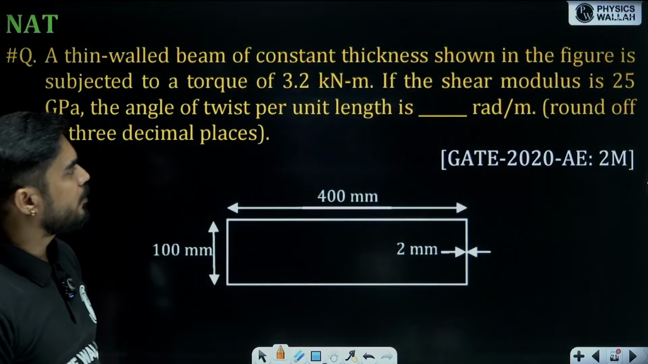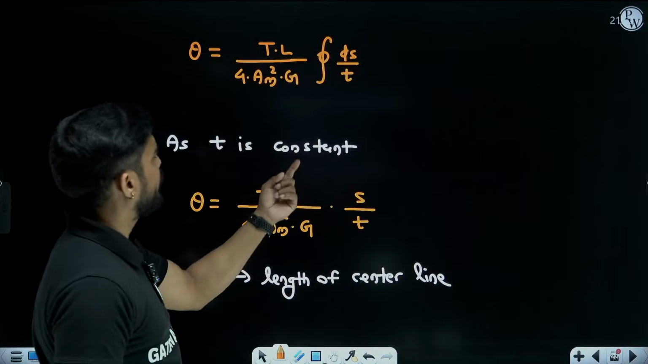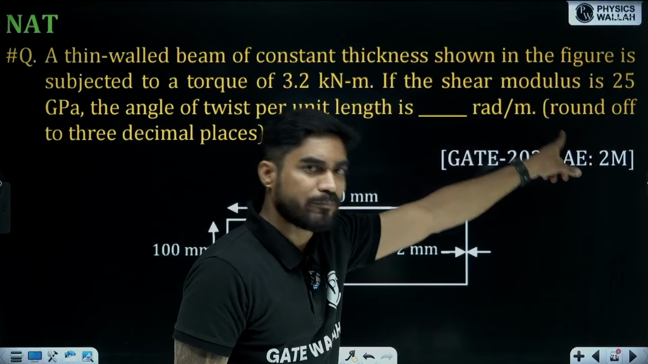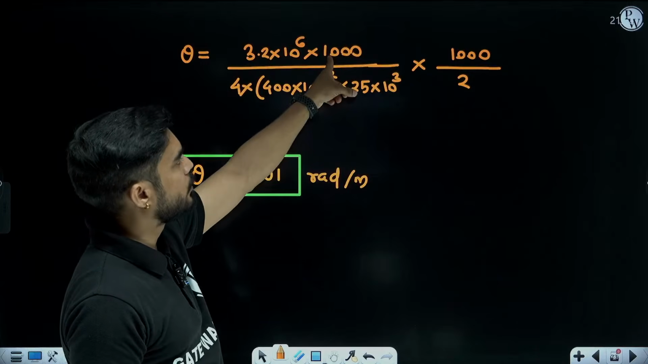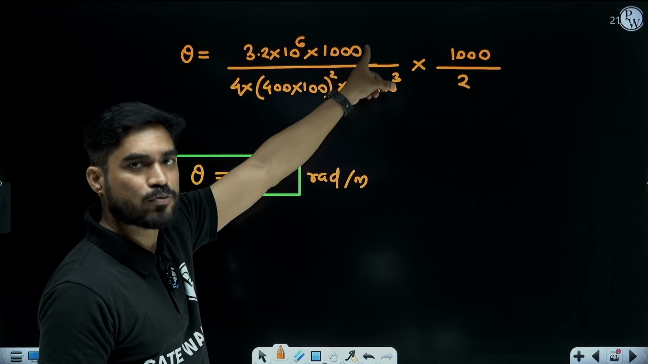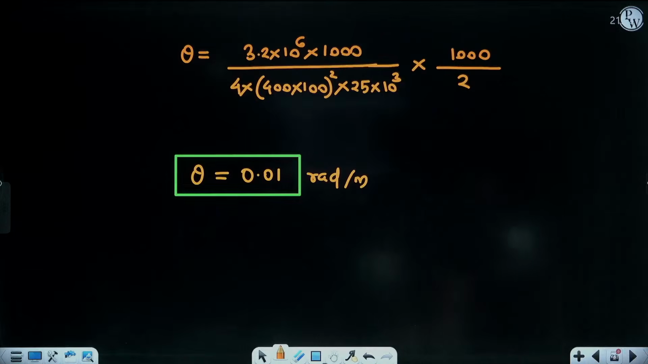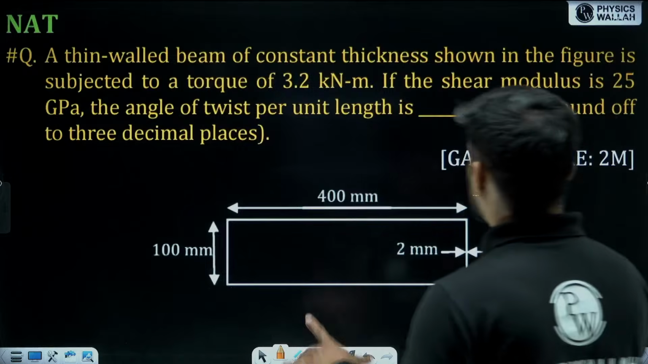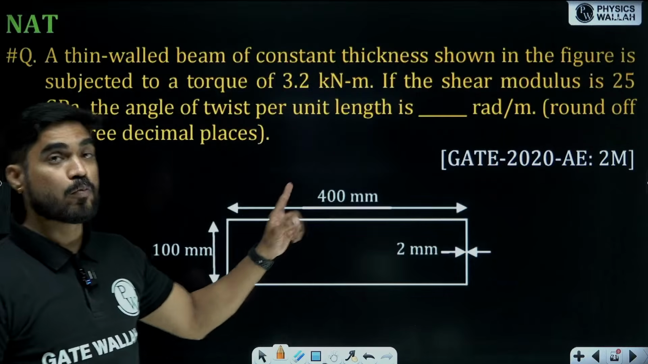If they are asking you to calculate it in radian per mm, then here L will be only 1 mm. But here they are asking you to calculate it in radian per meter, and 1 meter is 1000 mm. So that's why I have to put L as 1000 mm. Okay, very good, Tushar. 0.01 radian per meter is the angle of twist. This was the question in GATE 2020 for 2 marks.